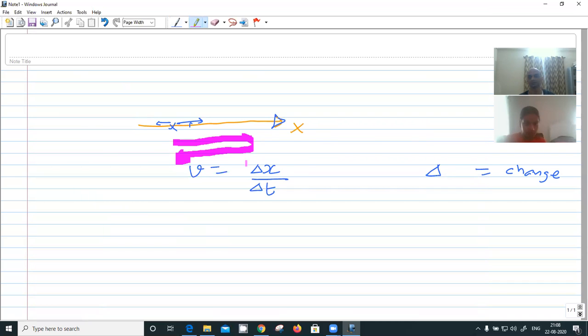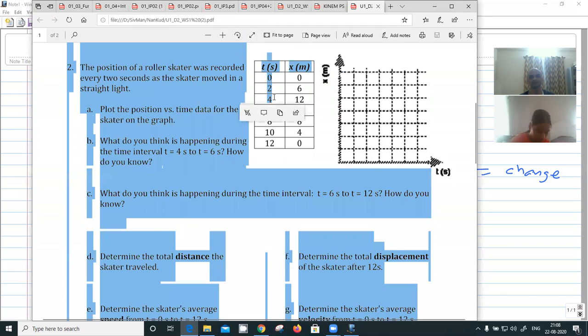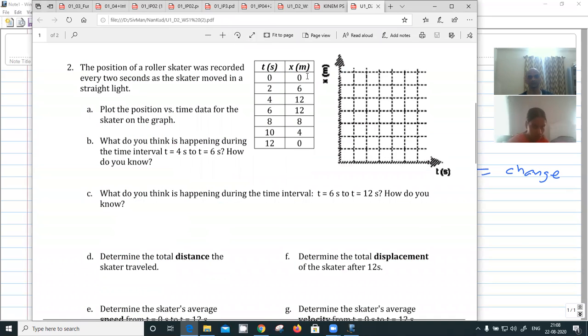She has a key, so I can check it. From the table it's obvious, right? From 0 to 4 seconds, it is moving from 0 to 12 meters in the right direction. 4 to 6 it is staying there itself, and after 6 seconds it's turning back. So starting from 0 it's going to 12, and from 12 it's coming back to 0. So the distance traveled is 24.